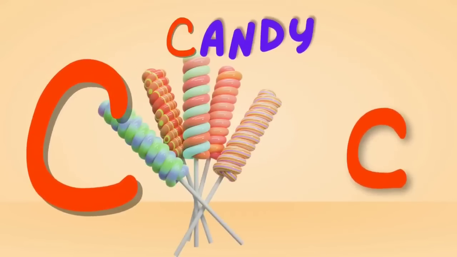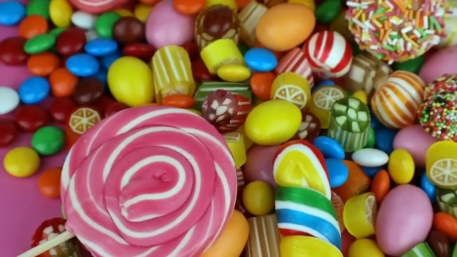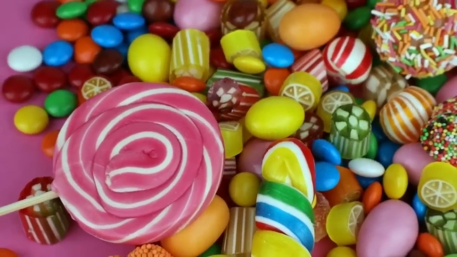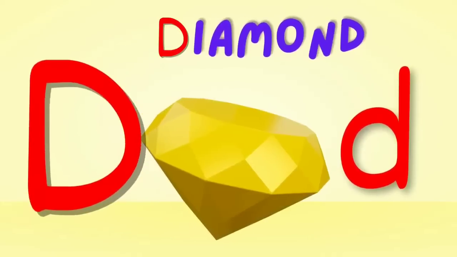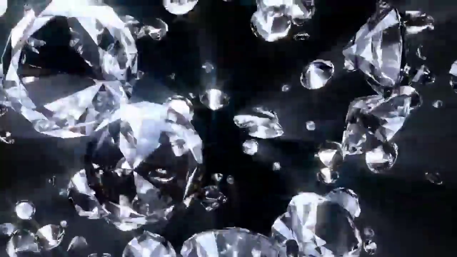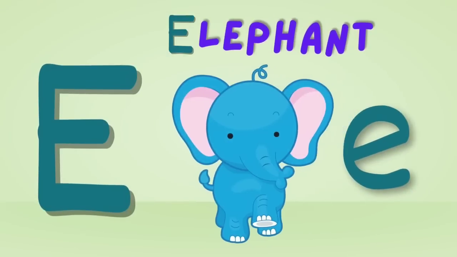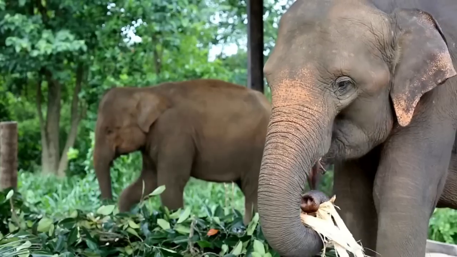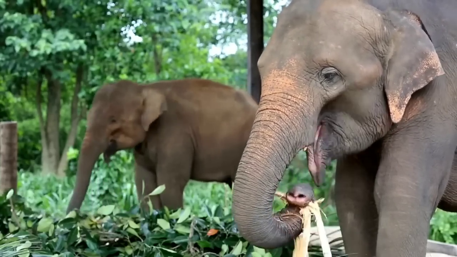C is for candy, candy, candy. This is a candy, candy, candy. D is for diamond, diamond, diamond. This is a diamond, diamond, diamond. E is for elephant, elephant, elephant. This is an elephant, elephant, elephant.